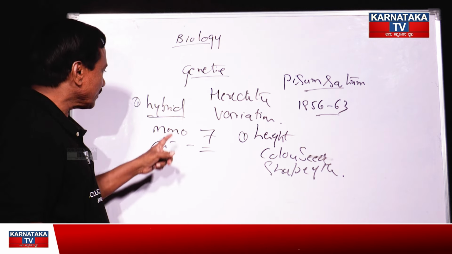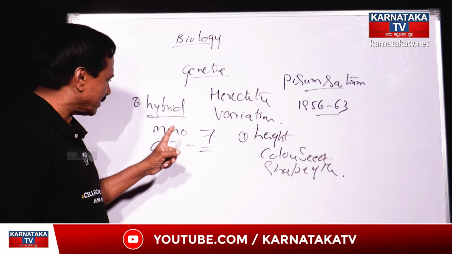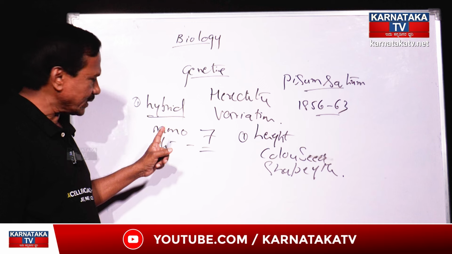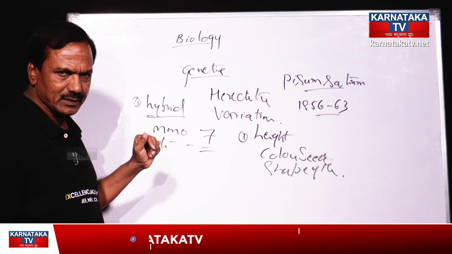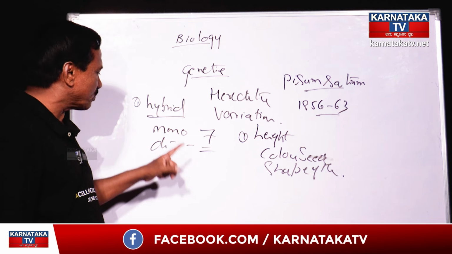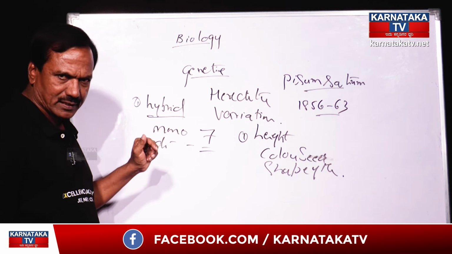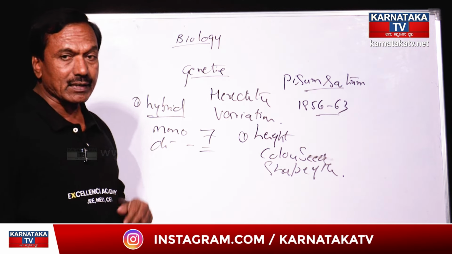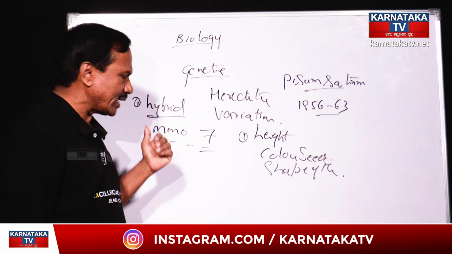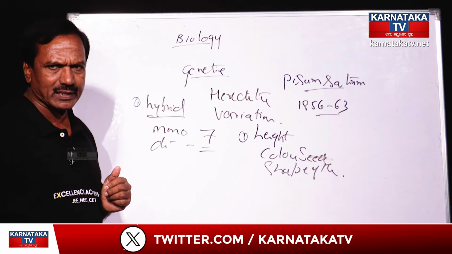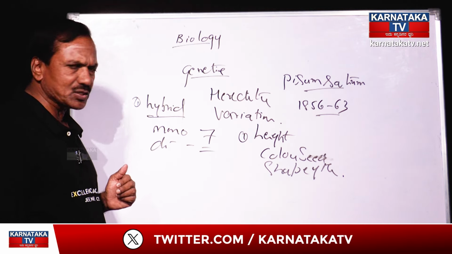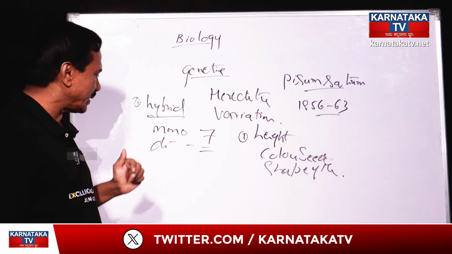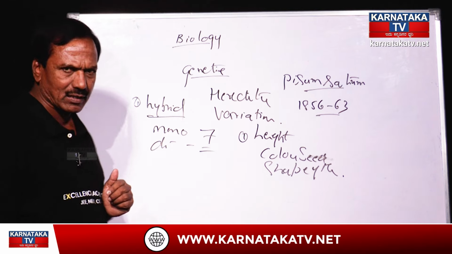Monohybrid, the hybrid which is obtained with respect to 1 character, is called the monohybrid. The hybrid which is obtained with respect to 2 characters is called the dihybrid. The cross made to get a monohybrid is called the monohybrid cross. The cross made to get a dihybrid is called the dihybrid cross.